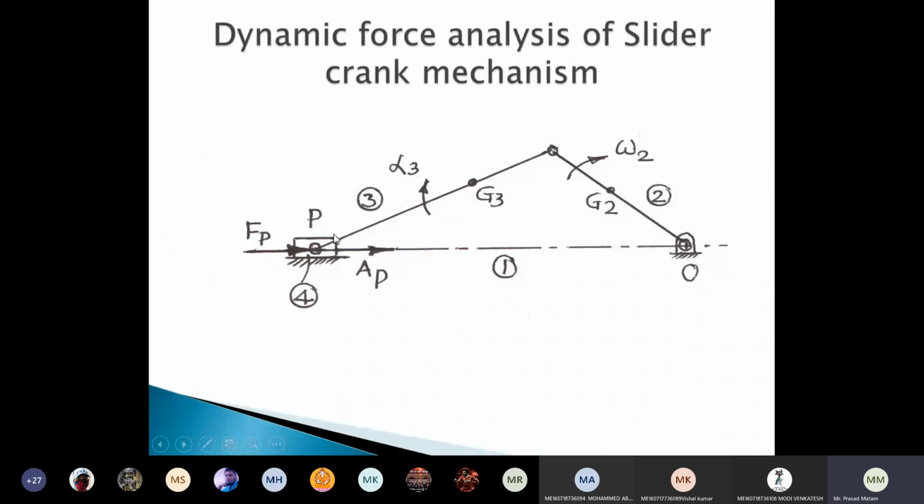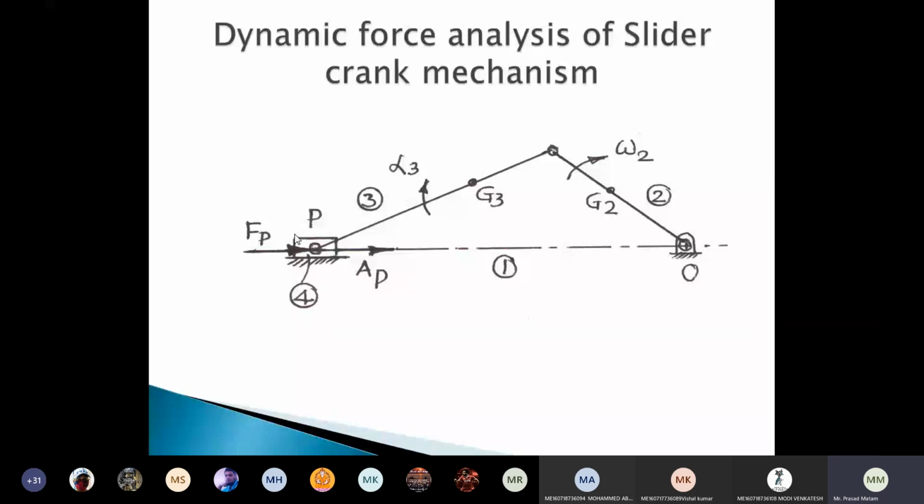What are the forces acting on link 4? What will happen if you apply force F? The piston moves a distance x. Whenever an object moves a distance x, differentiate the distance with respect to time, and we get the velocity. Again, differentiate velocity with respect to time, and we get the acceleration. So under link 4, we have displacement, velocity, and acceleration. Our main aim is to find the displacement, velocity, and acceleration acting on link 4.